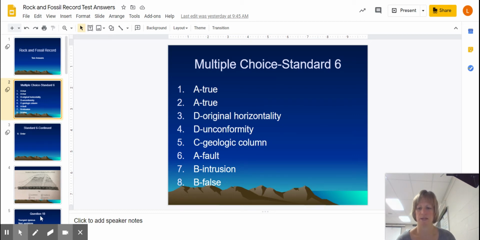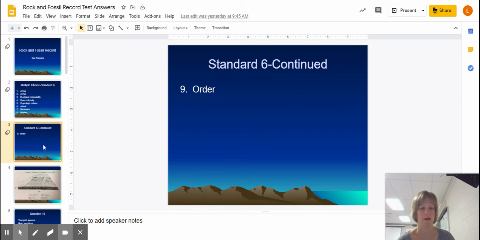Now, question number 10. Oh, excuse me, I misspoke. Question number 9, the only word I'm really scoring for is order. Relative dating techniques show order. Please don't say that they are guesses. Please don't say that they are estimates. Relative dating techniques just don't use numbers, but they aren't guesses. They just attempt to put things in order.